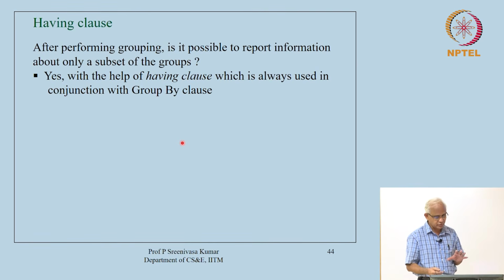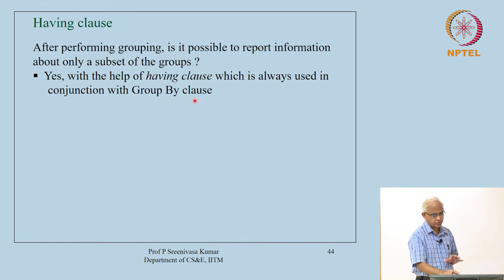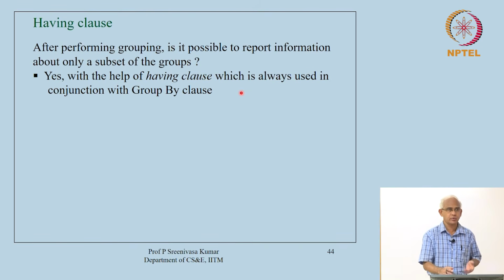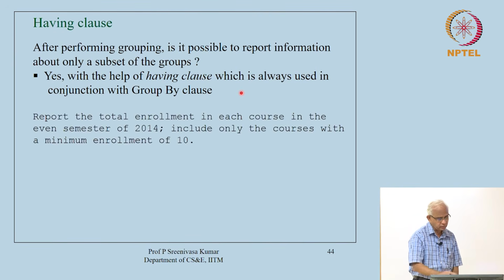For this we have a new clause called the having clause. The having clause allows us to specify one more condition which the group has to satisfy in order for that group to be reported in the result. So, we are going one more level. Report the total enrollment in each course in the even semester of 2014.